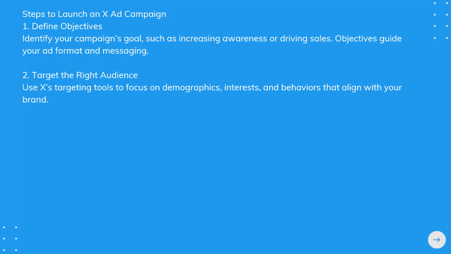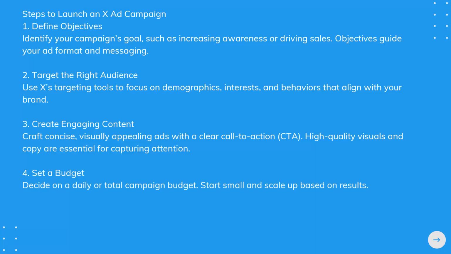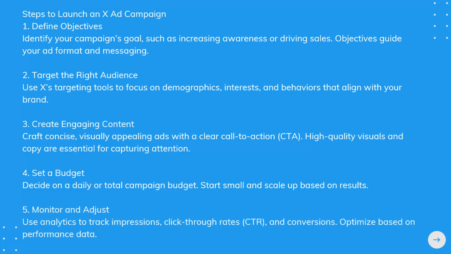3. Create engaging content. Craft concise, visually appealing ads with a clear call to action, CTA. High-quality visuals and copy are essential for capturing attention. 4. Set a budget. Decide on a daily or total campaign budget. Start small and scale up based on results. 5. Monitor and adjust. Use analytics to track impressions, click-through rates, CTR, and conversions. Optimize based on performance data.